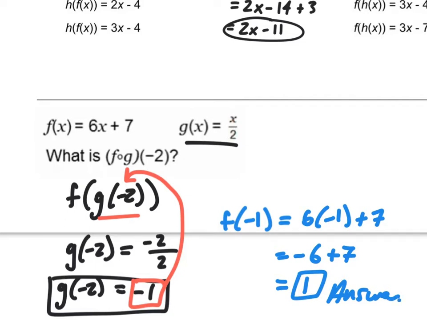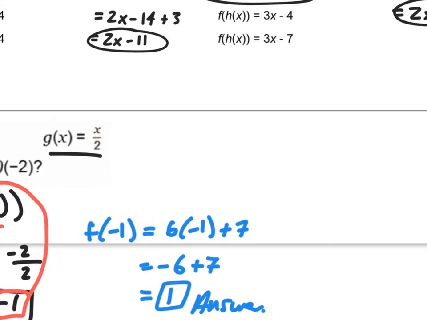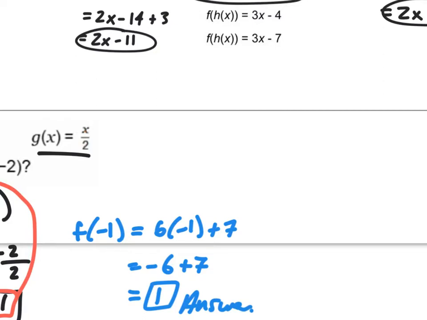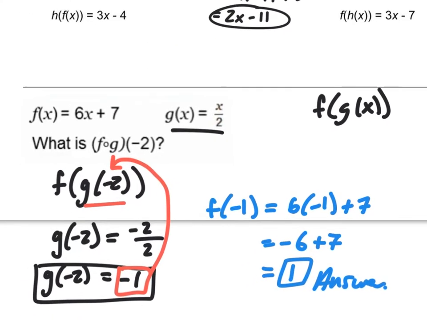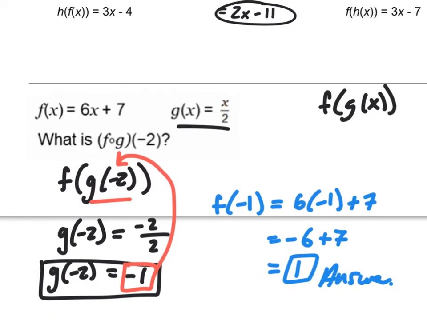But let's look at it another way. Let's look at it as a composite function, and let's rewrite this function. So, let's just look at it like this. Let's go, okay, well, what's f of g of x? And then we'll plug in negative 2 into that. And so then you get this.